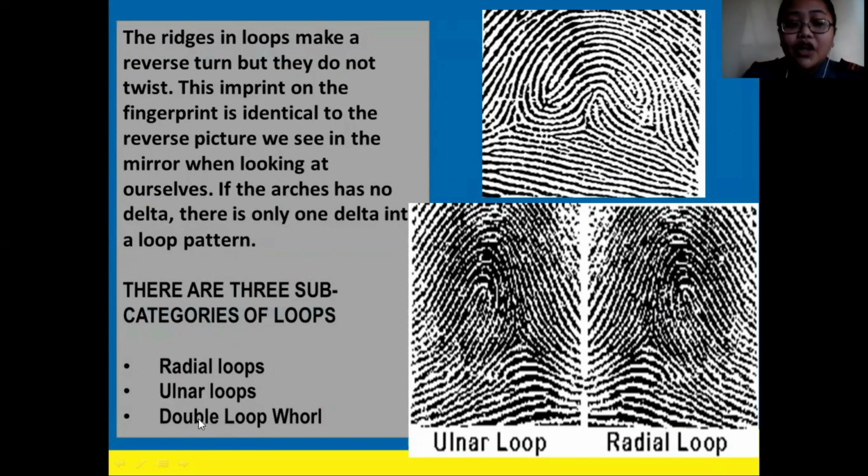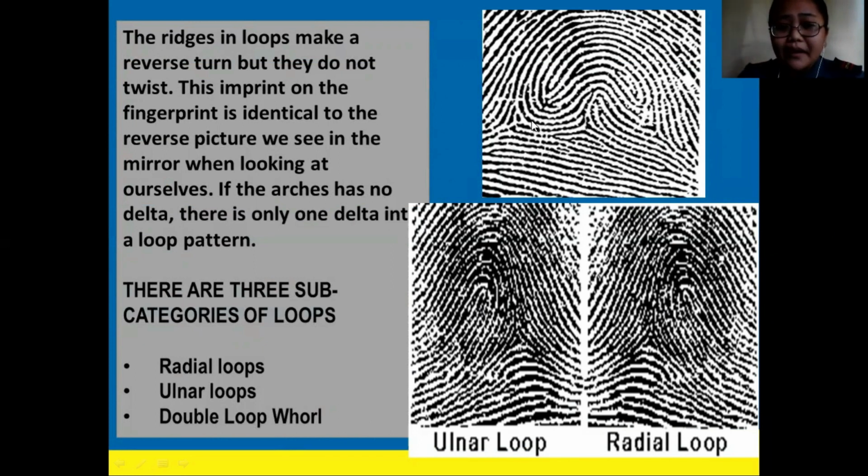Then the double loop whirl. This is the double loop whirl. As you can see, loop man siya. Kay pareho sila patterns. Ang kinalain is naging whirl siya kay duwa iya delta. Naging loop na siya kay whirl man, di ba? Kay doble sa ang iya delta.